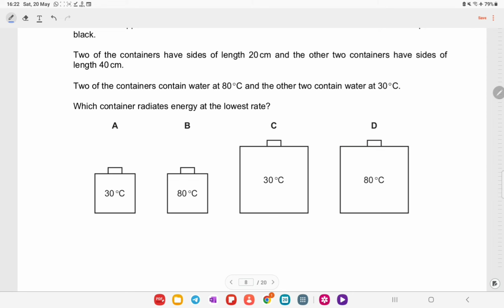So obviously, we know that the more energy it has, the more it's going to dissipate. So the less energy it has, the less energy it's going to dissipate.